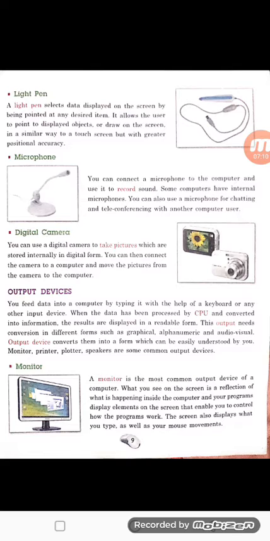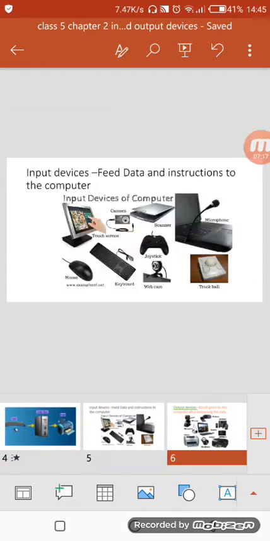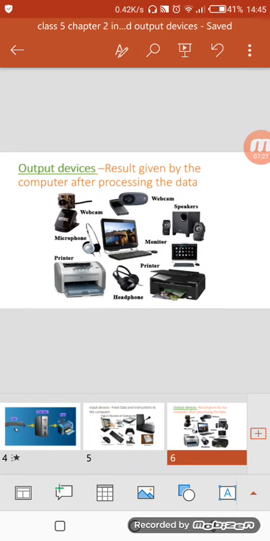Now let's start the new topic. What are output devices? First of all, I am going to show you what output devices are. Those devices which are used to produce output are known as output devices. And what is output? The result given by the computer after processing the data is known as output.